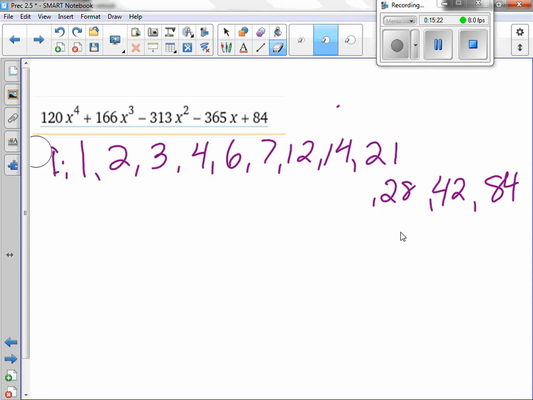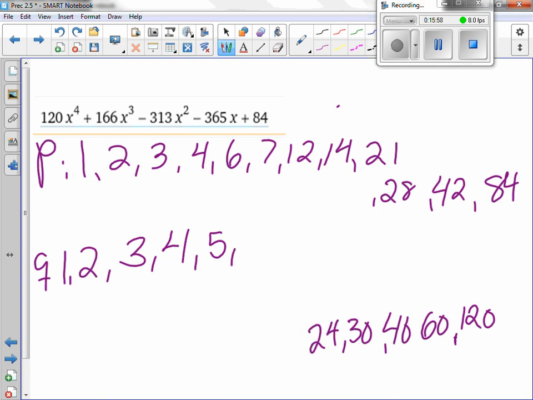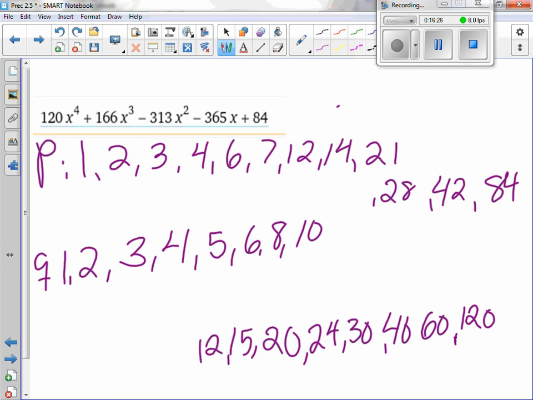And that was our P values. Q, 1 and, I'm going to drop this down, 120. 2 and 60. 3 and 4 and 30. 5 works. 6 and 20. 7 I don't think works. 8, I just have to do 8. 120 divided by 8. 9 we'll have to just check, which I don't think it works. Nope. 10 does. 12 and 11 doesn't.